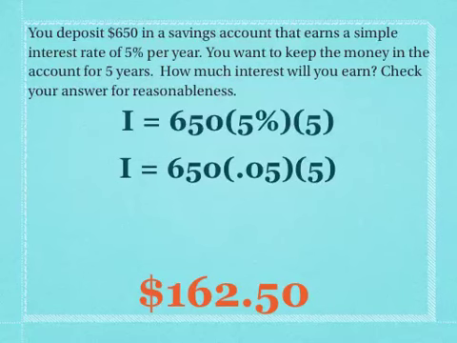So just for putting the $650 into the savings account and leaving it there for 5 years, I'm going to earn an additional $162.50 that I could add to that $650 that was already there. That's going to be a pretty good deal as long as you don't need that money for 5 years. You're going to earn $162 for not doing anything extra.